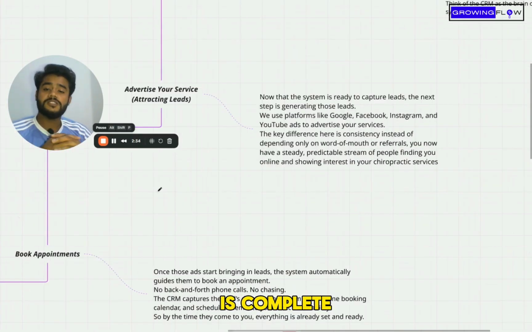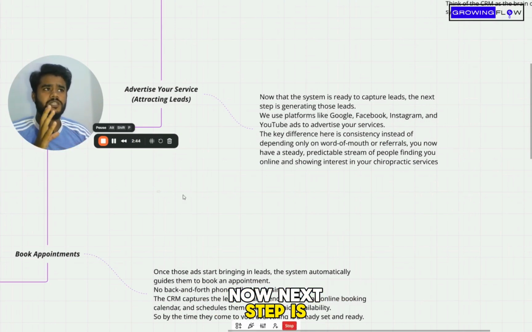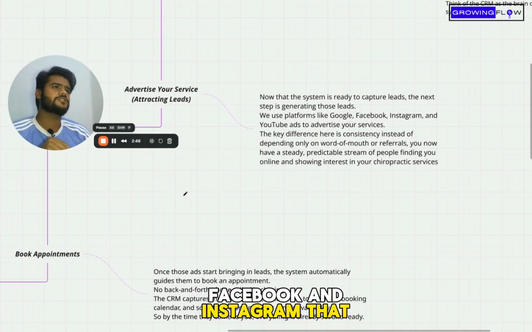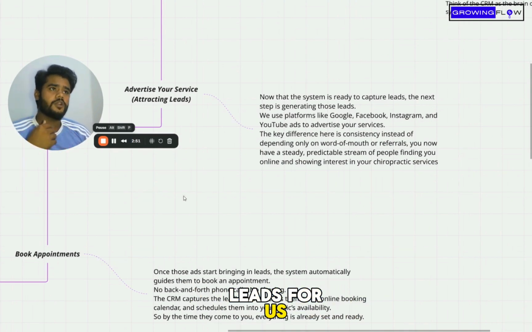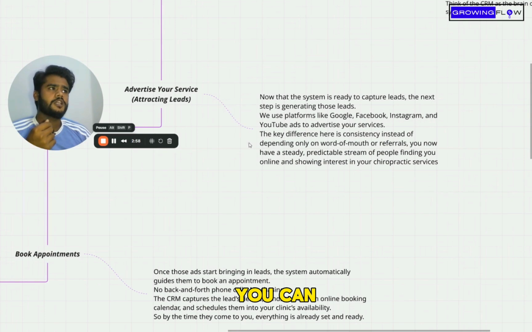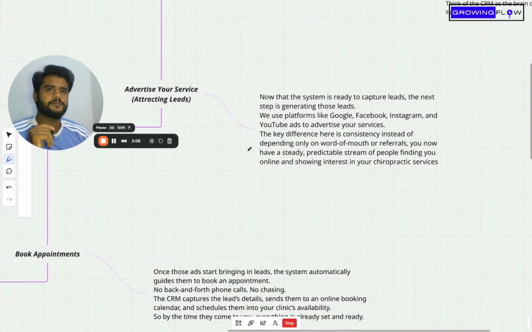Now the first step is complete. Our CRM is set up. Now the second and most important step: advertise our services. The next step in the system is generating those leads. We use platforms like Google, Facebook, and Instagram to generate leads for us. The key difference is consistency. Instead of depending only on word of mouth and referrals, you can now have a steady, predictable stream of people finding you online and showing interest in your chiropractic service.